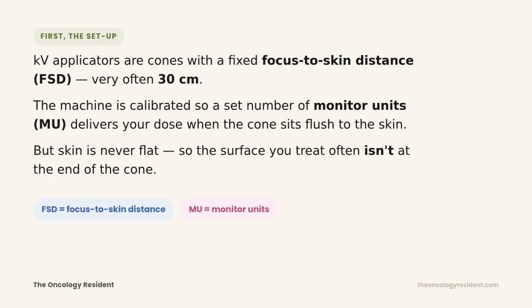In kilovoltage radiotherapy, we treat through applicators, cones with a fixed focus to skin distance, or FSD. Very often, that's 30 centimeters. The machine is calibrated so that when the end of the applicator sits flush against the skin, a known number of monitor units delivers your prescribed dose right at the surface.